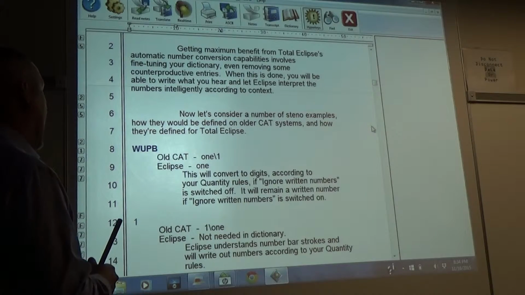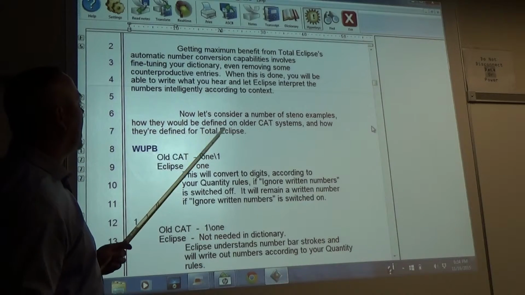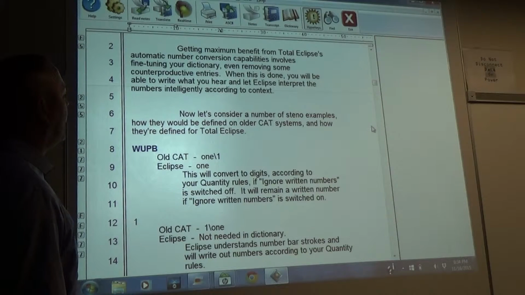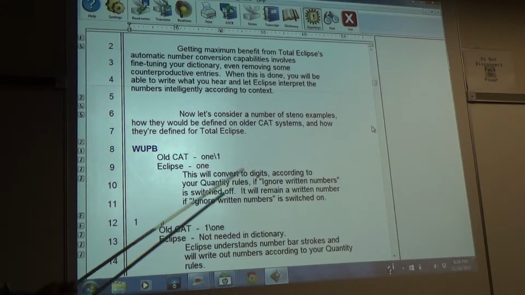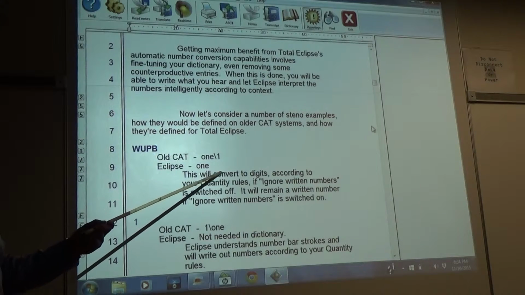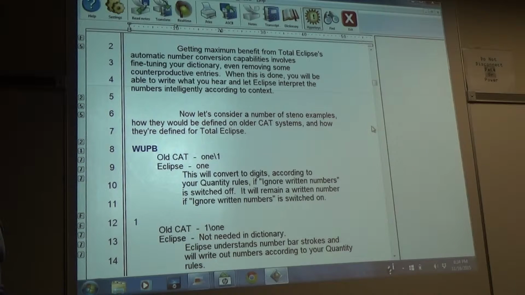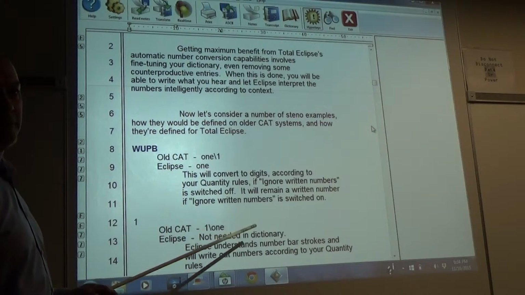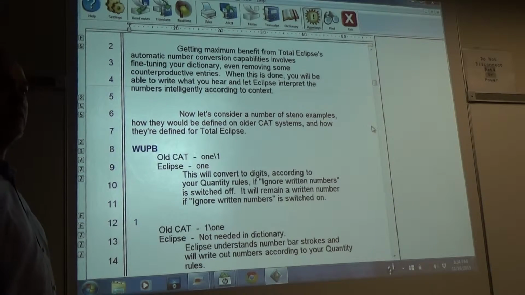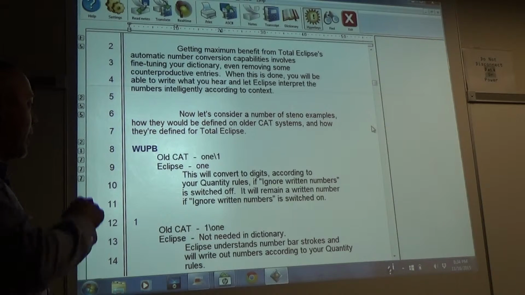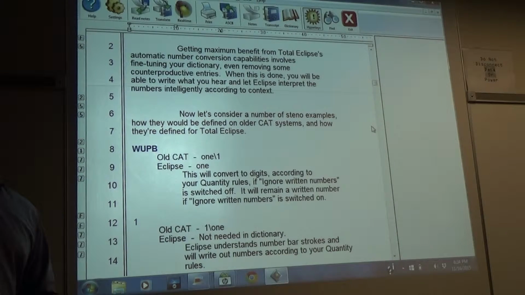How would you be defined in an older CAD system and how they're defined for Total Eclipse? Okay? And this is what I told you. This is the way that we used to do it. You had to define it as a conflict in the old days. Not now. All you do is one. Now, okay? It already knows the number conversion. I mean, it already knows the digit. When you write a digit, it knows it's a digit. So it's automatically going to write it. You don't have to define it.